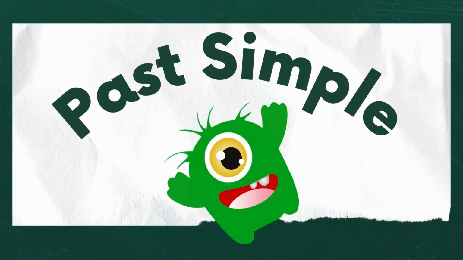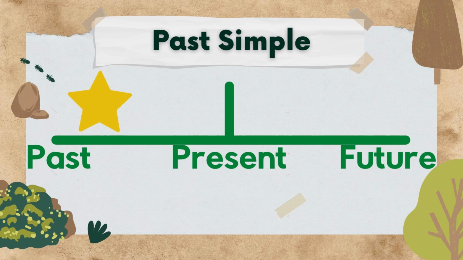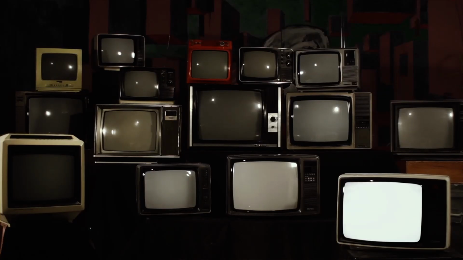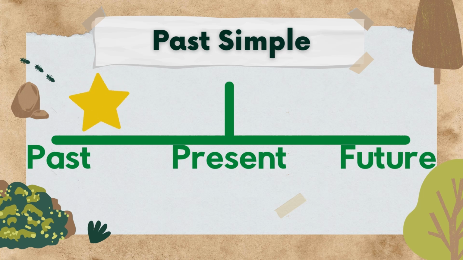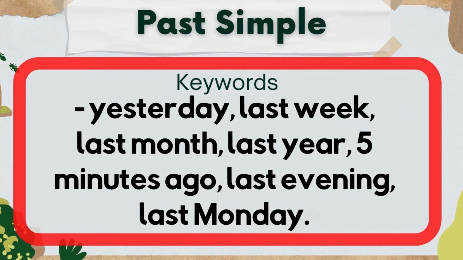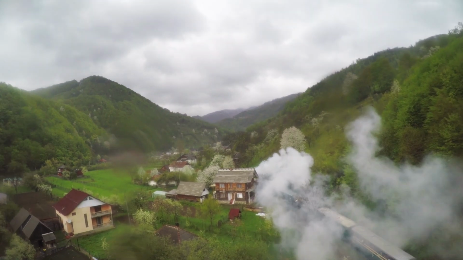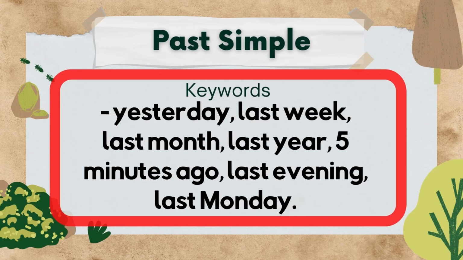Now, let's look at the past simple tense. The past simple tense is formed at a time in the past. It's a time in the past that is finished. Some of the key words are yesterday, last week, last month, last year, 5 minutes ago, last evening, last Monday.